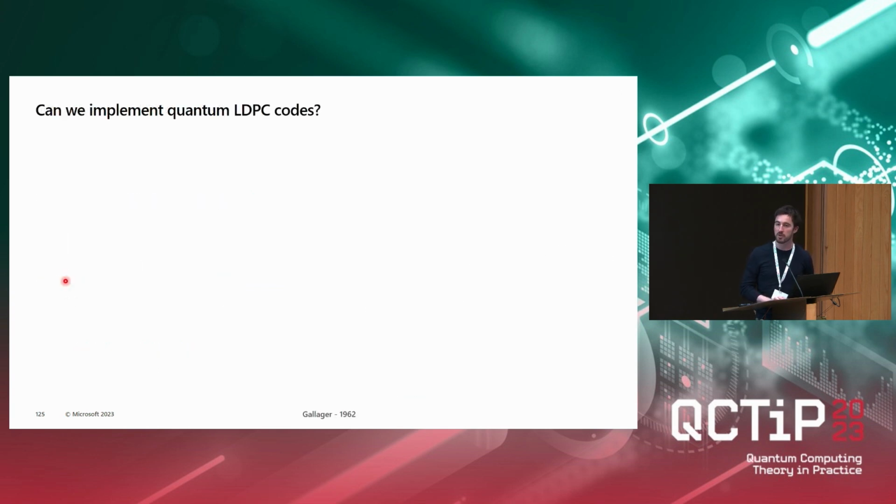And the question we care about is, can we implement these codes? What do we need to implement these codes? There is a lot of theory work, but before this work, there was not even a circuit. We could not implement this code. We didn't have a circuit, so we could not simulate them.